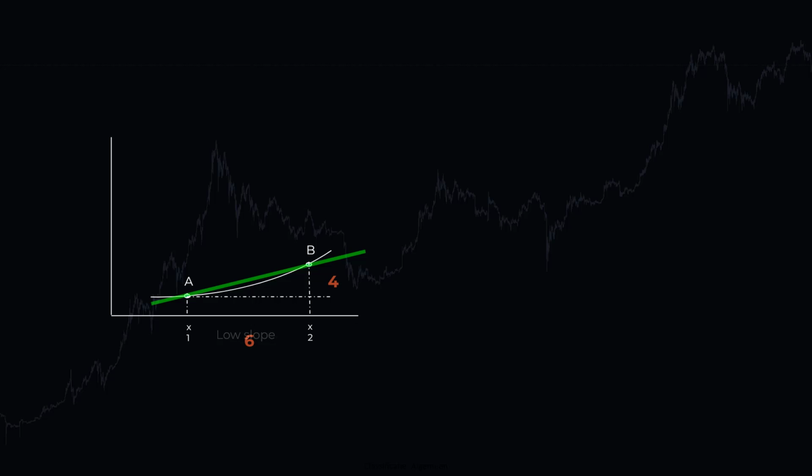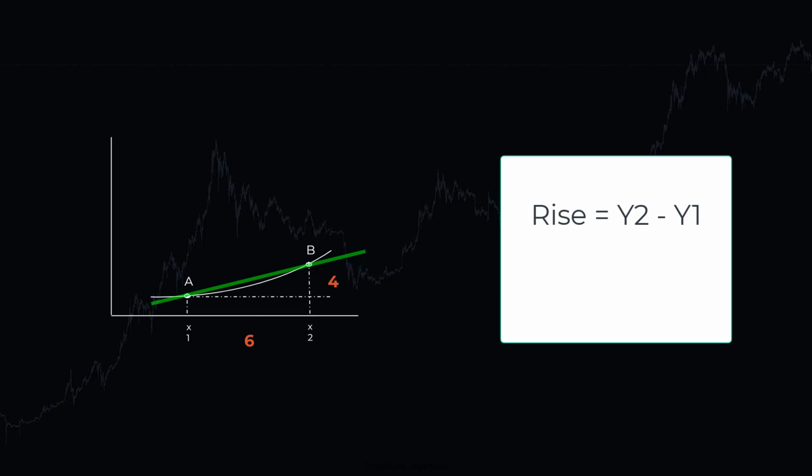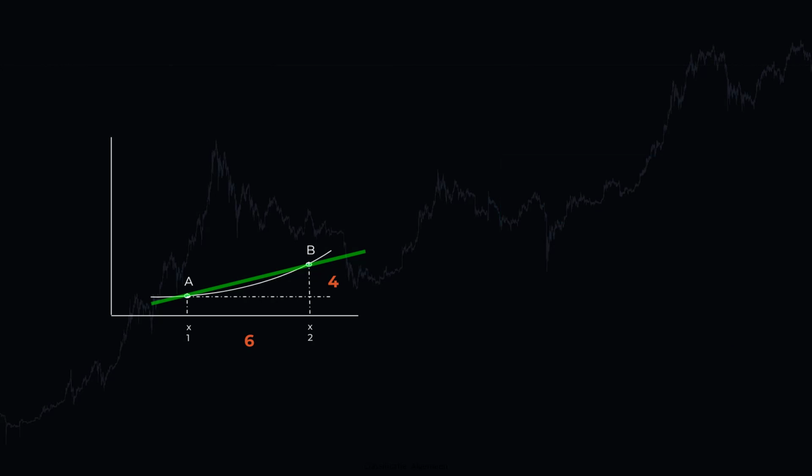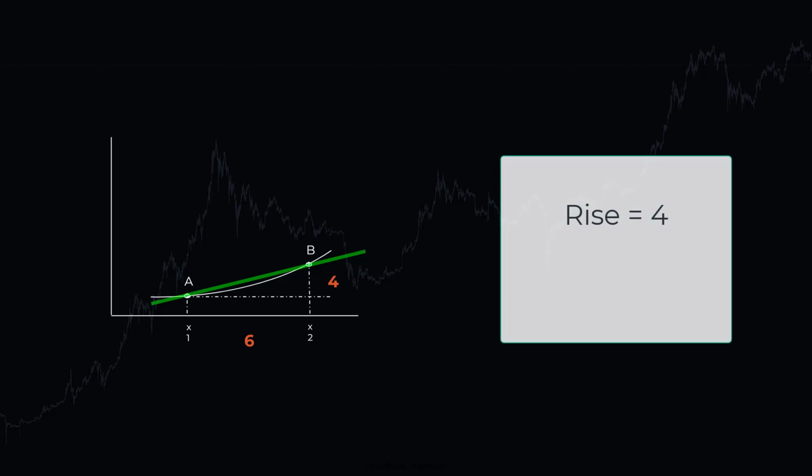Now, to calculate the slope of a line, you have to divide the rise by the run. That means that you have to divide the difference between the lower and higher point on the y-axis, which is the rise, by the difference between the 2 points on the x-axis, which is the run. So the rise is y2 minus y1 and the run is x2 minus x1. And to use the example graph over here, the rise is the difference on the y-axis between point B and point A, and the run is the difference on the x-axis between point B and point A.